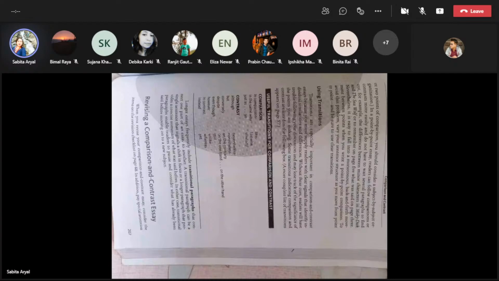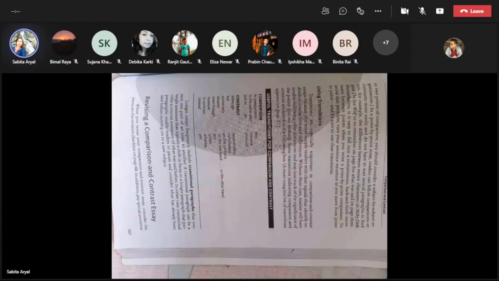In either case, transitional paragraphs enable readers. के गर्छ? Transitional paragraphs enable readers to pause, रोकिने, and consider what has already been said before moving on to a new subject. नयाँ सब्जेक्टमा जाँदा के भयो भनेर व्याख्या गर्ने काम पनि गर्छ.